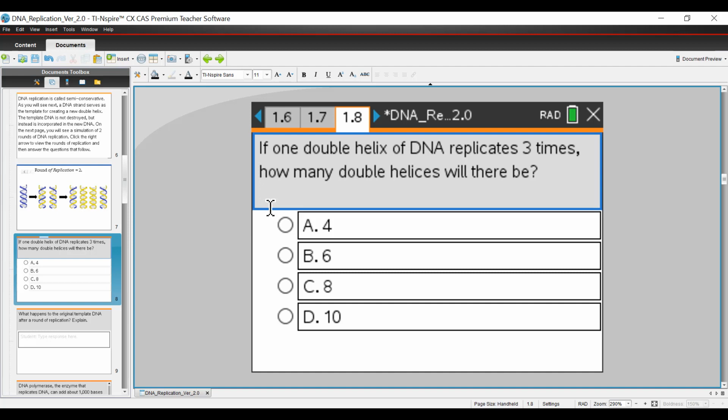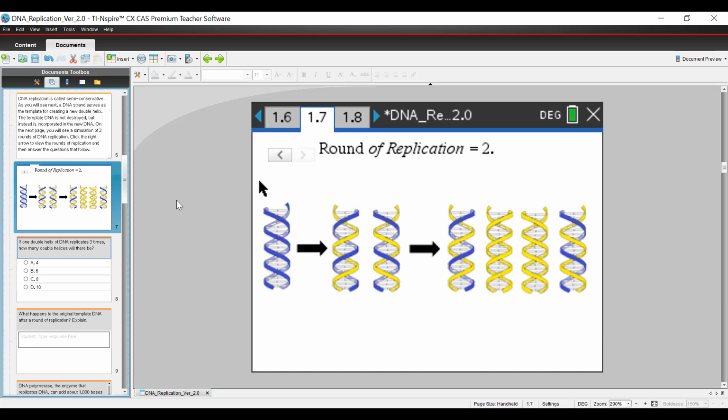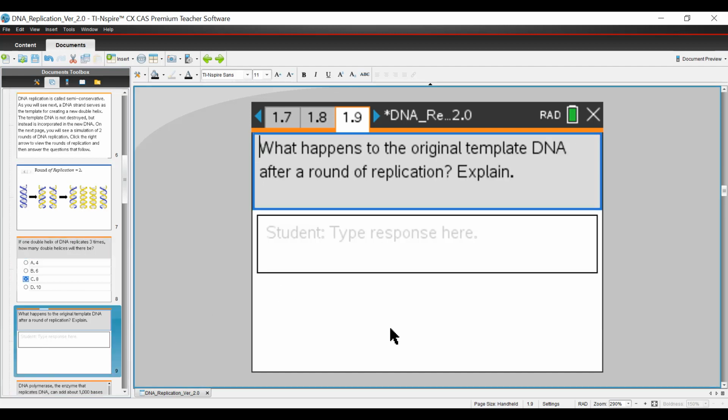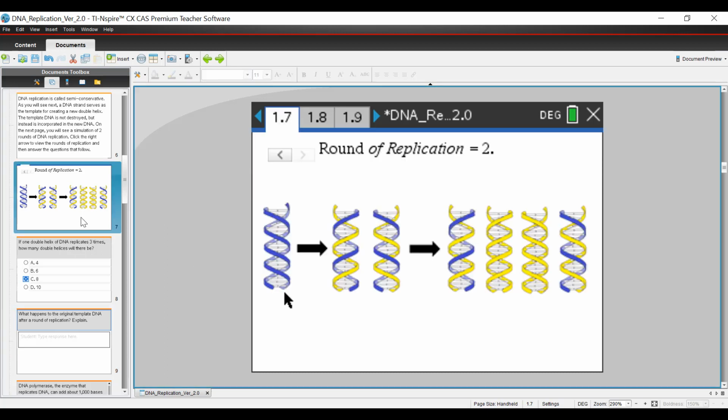All right, so let's see, page 1.8. If one double helix of DNA replicates 3 times, how many double helices will there be? We saw that after 2 rounds, there are 4 double helices. So it stands to reason doubling that would make 8. What happens to the original template DNA after a round of replication? Well, I think we saw that in the simulation. The original double helix gets split into 2 single strands. Each single strand serves as a template for new DNA to be created, and as a result you get 2 double helices, each with half being the old strand and half being the new strand.